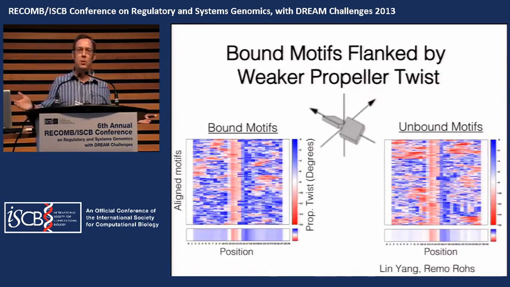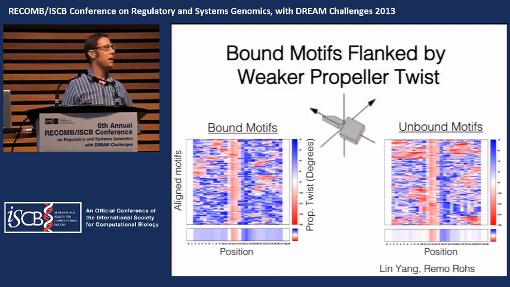We also looked at propeller twist, which you've heard about before. This is a preliminary analysis conducted on some of our motifs by Lin Yang and Remo Rohs's lab. What we have here are the aligned motifs, bound motifs and unbound motifs, and the heat map shows you the propeller twist. And really what you need to do is look at the averages here. So there's more blue over here compared to that one. So this suggests that there is an important difference in propeller twist around the functional motifs. So this is an interesting hypothesis.